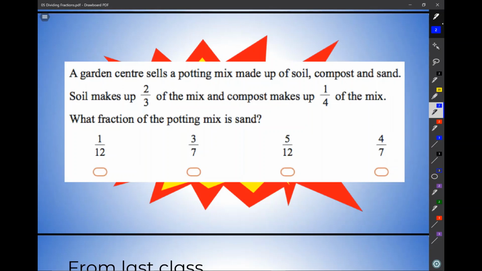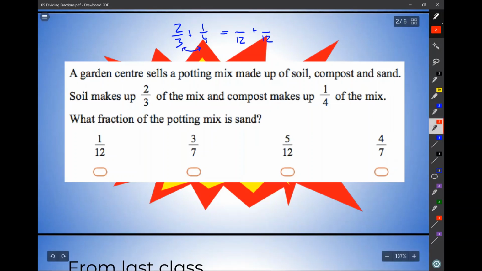Okay guys, hopefully you've had a go at this yourself. We have a mixture that is 2/3 plus 1/4. We have to add these two fractions together. And remember that if we have fractions with a different denominator, we need to make the denominator the same to add them, and one way we can do that is multiply the bottom of both fractions together.